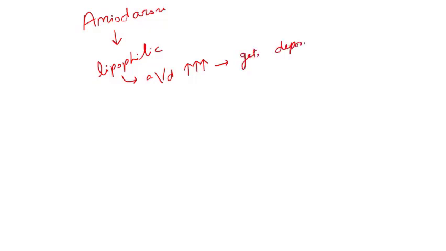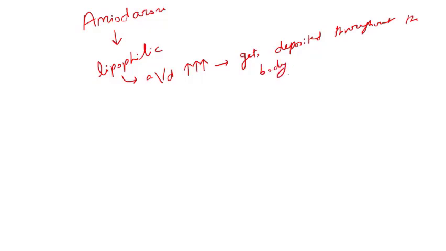Some more features about amiodarone. Amiodarone is lipophilic, means it has high lipid solubility. So apparent volume of distribution is more in case of amiodarone. So amiodarone gets deposited throughout the body.